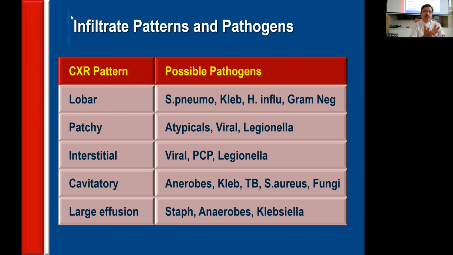You see a lobar pattern, it is pneumococcal pneumonia, Klebsiella, H. influenzae, gram negatives, you cover. Patchy, mostly atypical pneumonia, viral. Interstitial, viral, PCP. Cavity, there are anaerobes, Klebsiella, tuberculosis, and then fungi. Large effusion: staph, anaerobes, and Klebsiella. Okay, effusion is common in Klebsiella with alcoholism.